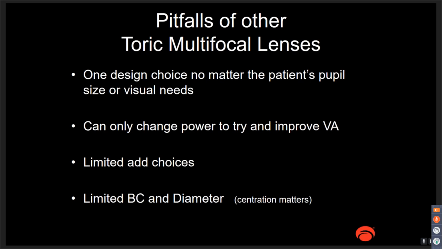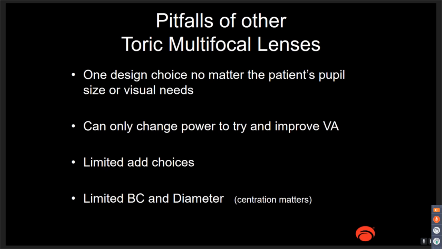Now, what are the pitfalls of other toric multifocal lenses? Well, it's just what we talked about. One design, no matter how good it is, is just not going to fit across the board for everybody. You have limitations on what you can do to alter it. Again, that's going to be power, because that's really all we can do. Some of them have just two adds.